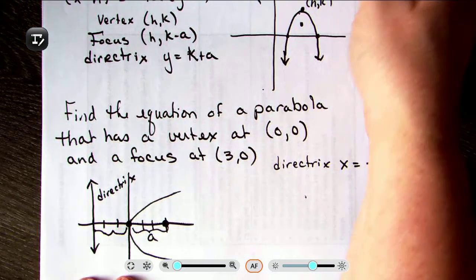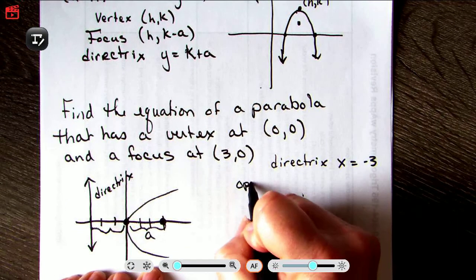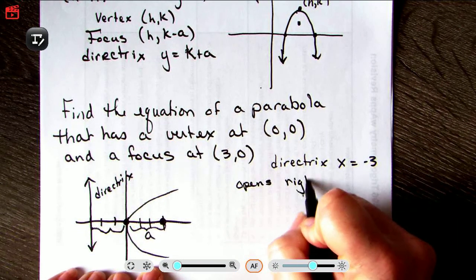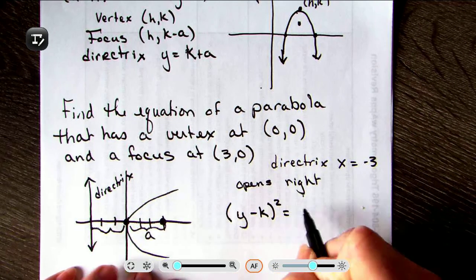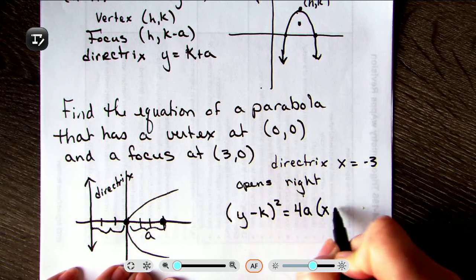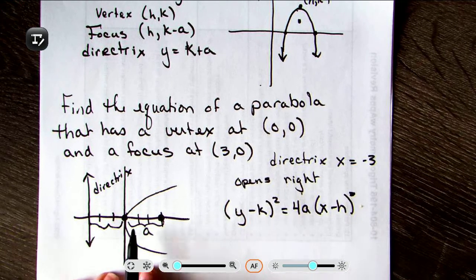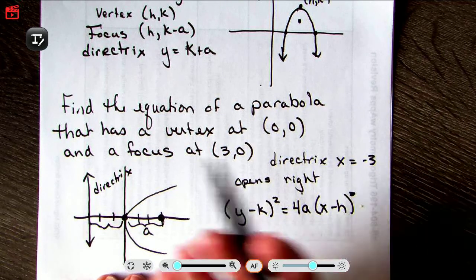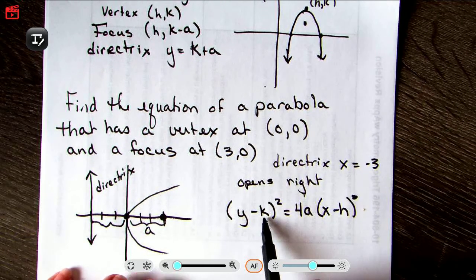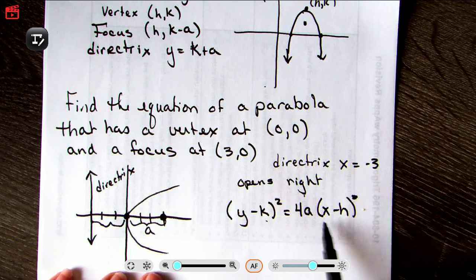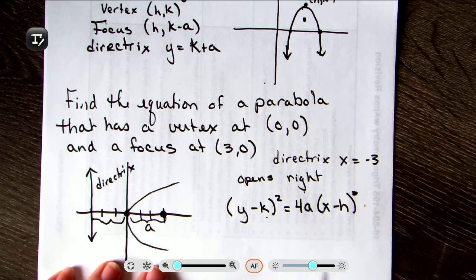To find my equation, since it opens to the right, I know it's going to be (y minus k) squared equals 4a times (x minus h), with no square on the x. The square is on the y because it opens to the right. The square would be on the y if it opens to the left too. The square is on the x if it opens up or down. k is always with the y, h is always with the x, and since it opens to the right, I have a positive, and we always have this 4a popping in here.